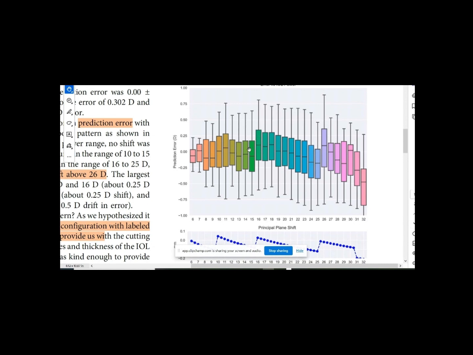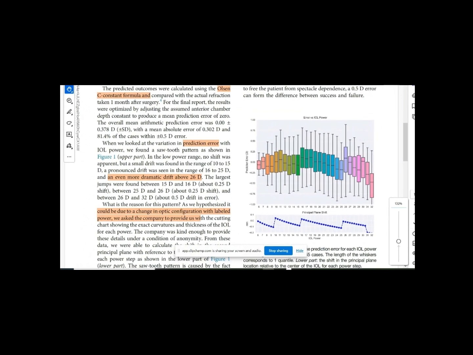Sometimes it goes up, between 15 to 16 diopters, it goes a little to the hyperopic side. Then it comes down and then goes up between 25 and 26 diopters. It goes again towards the hyperopic side and then it comes down. So beyond 30 diopters, it comes down towards a little myopic side. And they were a little worried about why the prediction error has been so erratic. Sometimes it goes to the myopic side, sometimes to the hyperopic side, following a sawtooth pattern.